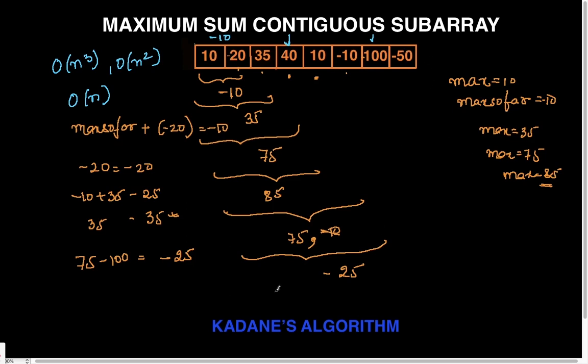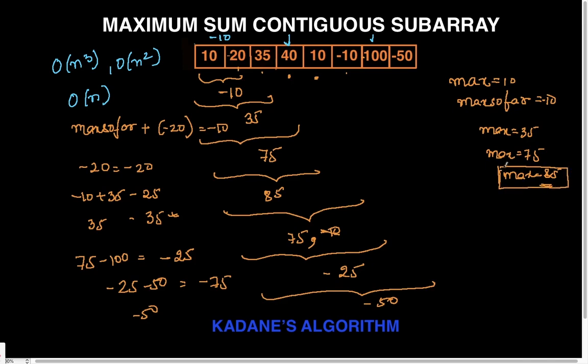Now we come at minus 50. We have two options. We have minus 25 plus minus 50, which gives minus 75, or we just have minus 50. So our max so far becomes minus 50. So obviously this is less than the max that we are having. So this gives us max as 85. So that is what we are doing.